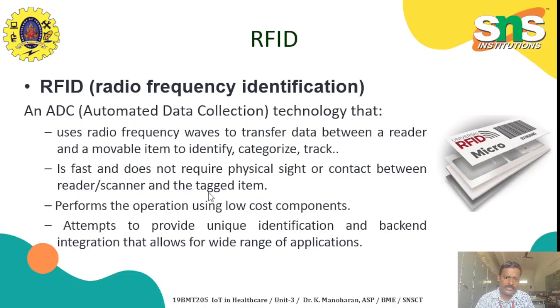In RFID, it does not require a physical sight or contact between the reader or scanner and the tag. For example, if you take a barcode, we need to make contact with the scanner. But for RFID, there is no need for contact. Simply, it will be identified automatically when the movable item comes within that particular range. It performs the operation using low-cost components. It attempts to provide a unique identification, and backend integration allows for a wide range of applications.